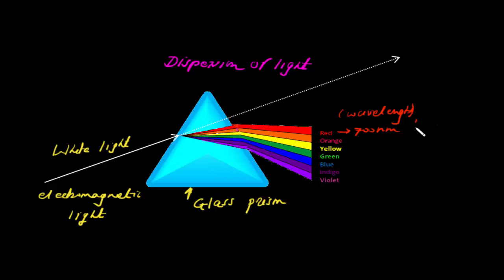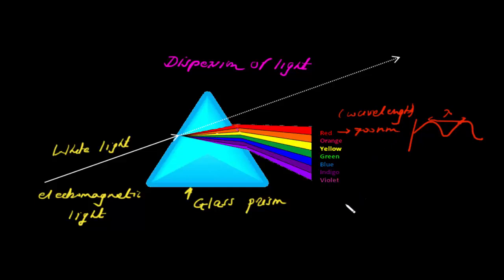If we have the wave, at that time in waves we have successive crest as well as the trough. So wavelength is nothing but the distance between the two successive crests. So this particular distance is nothing but the wavelength of that light, and its value is 700 nanometer.